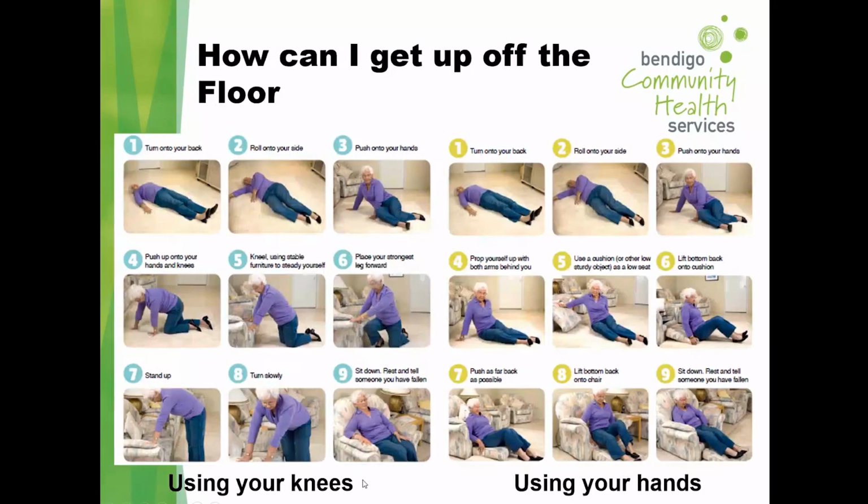So here's just a couple of quick ways of how to safely get up off the floor. The one on the left-hand side looks at using your knees, while the one on the right-hand side looks at a way to use your hands. So they're quite similar in their approach. Basically, you want to try and firstly push up to be sitting on your bottom, and then you can either use a chair or something nearby to help push yourself up, using your knees or your hands.